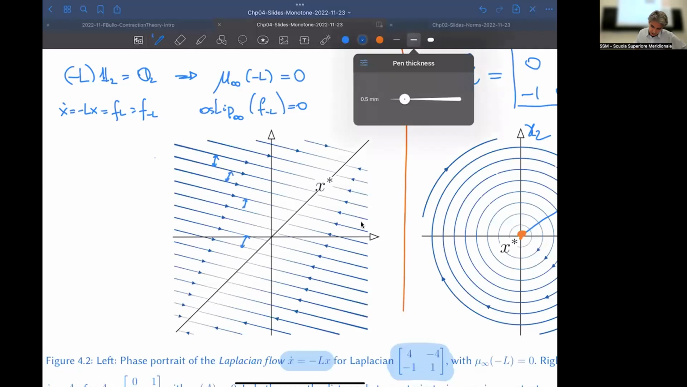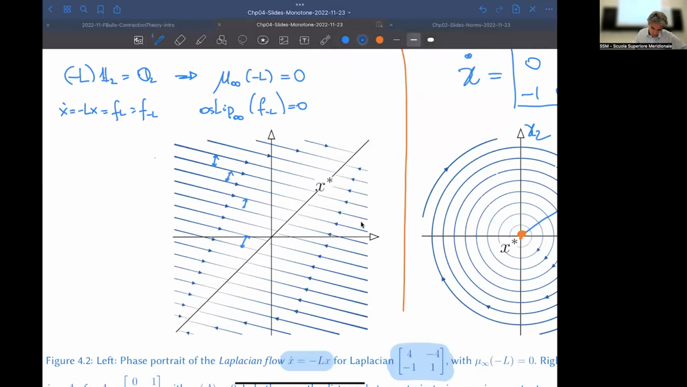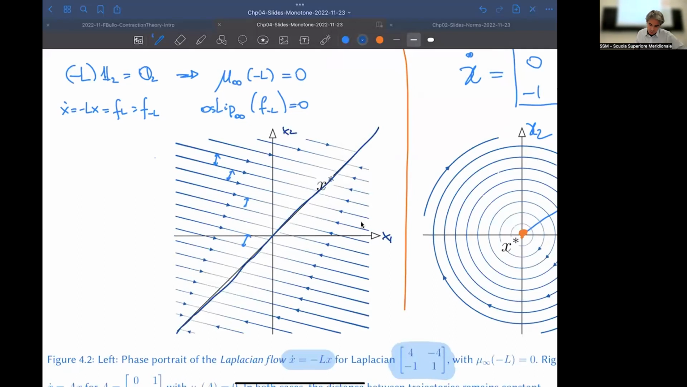However, in this case, the trajectories do all converge to that line. This is the line where x1 is equal to x2. That's also called the consensus set or the consensus subspace. Why is it consensus?